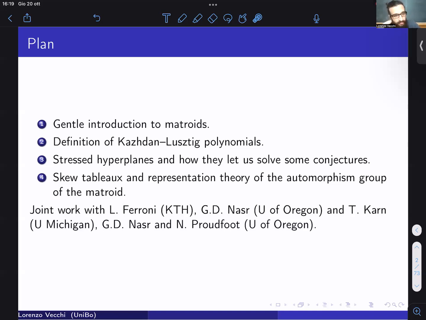The first one is a joint work with Luis Ferroni, who is now at KTH, and George Nasr from the University of Oregon. And the second work is joint with Trevor Karn from the University of Michigan, George Nasr and Nicholas Proudfoot, also from the University of Oregon.